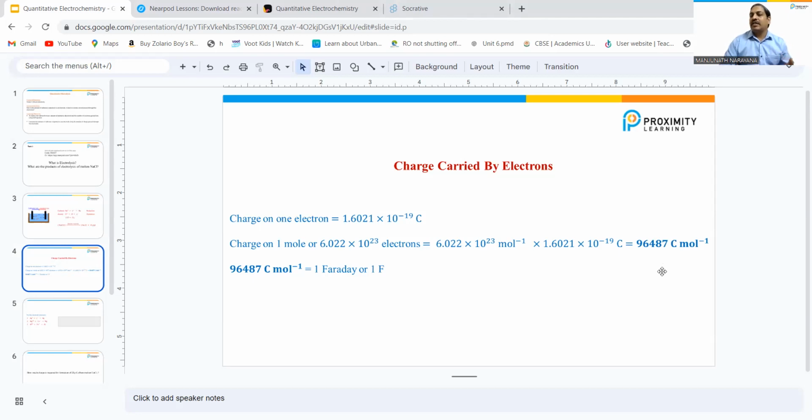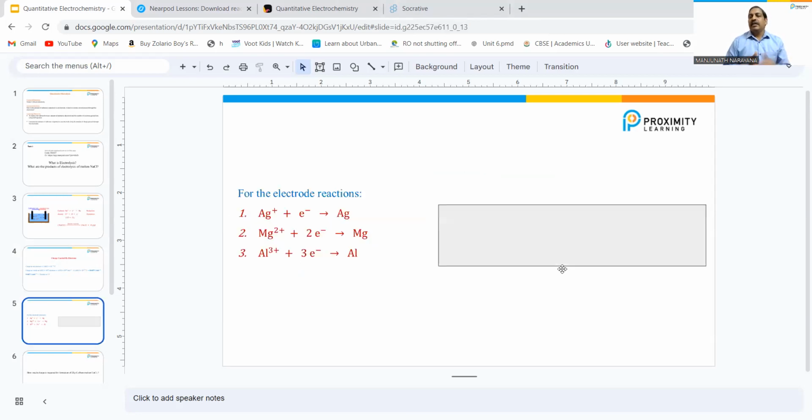And this number is called the Faraday constant. It is the charge due to 1 mole of electrons. Okay, student F, by looking at the half equation for formation of silver, can you tell me how many moles of electrons are required for formation of 1 mole of silver? Perfect. 1 mole of electron is required.